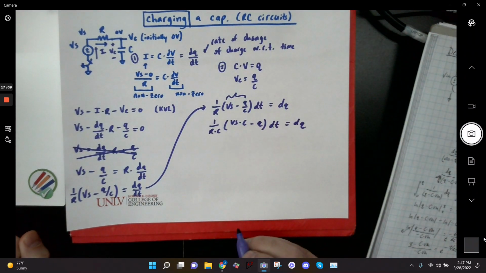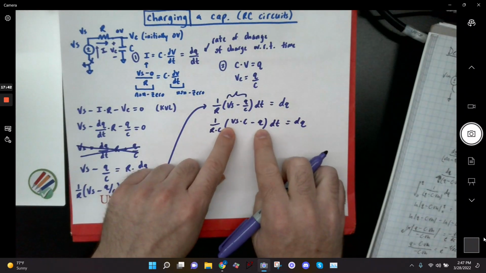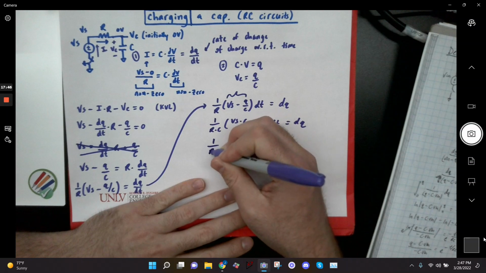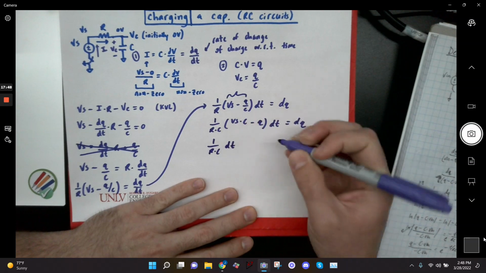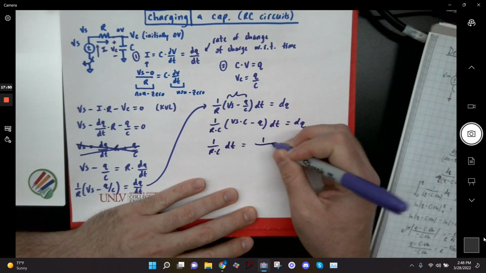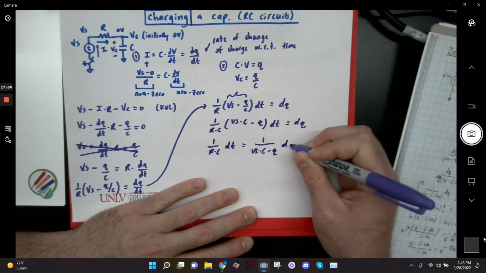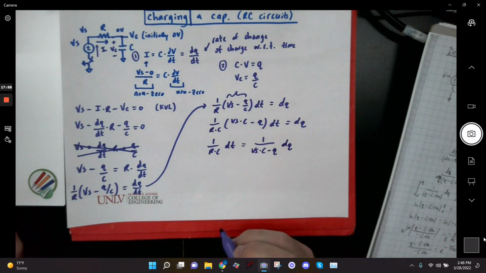And now the last thing I'm going to do is divide both sides by this piece in the parentheses. So I end up with 1 over R times C dt is going to be 1 over Vs times C minus Q dq. Did I do something wrong?